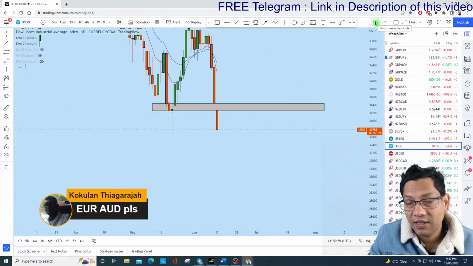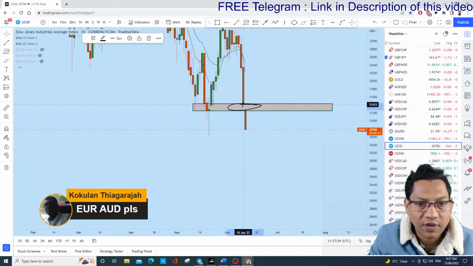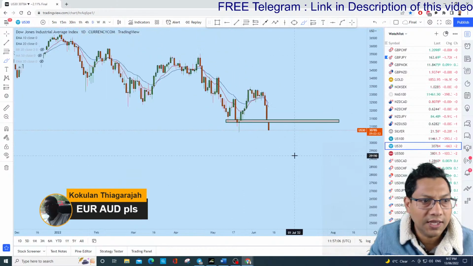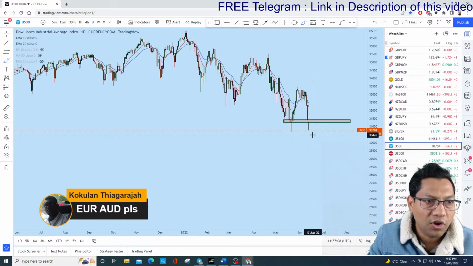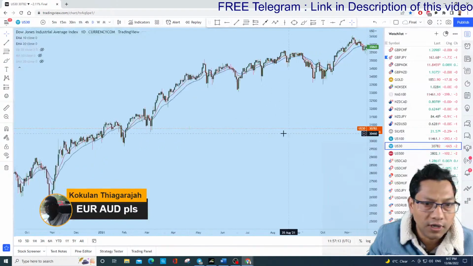Keep in mind that in most cases gaps are not left unchecked. That's the normal phenomenon in the market. I'll show you a couple of examples. If you look at here, look at this one here.